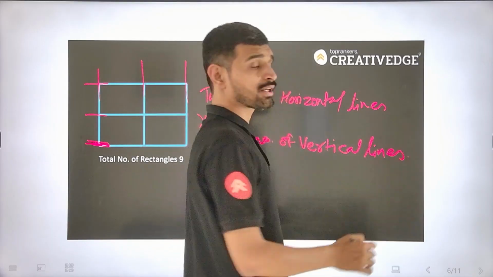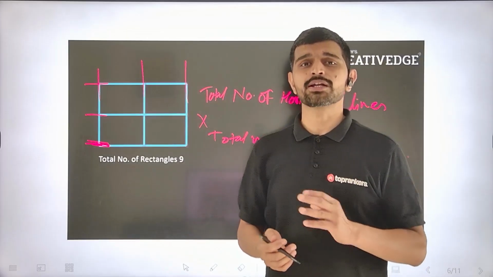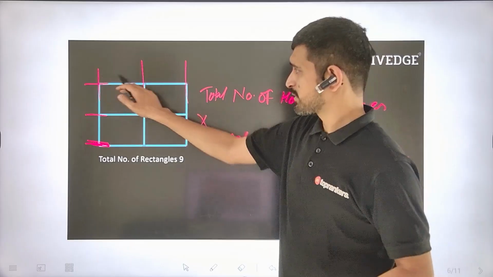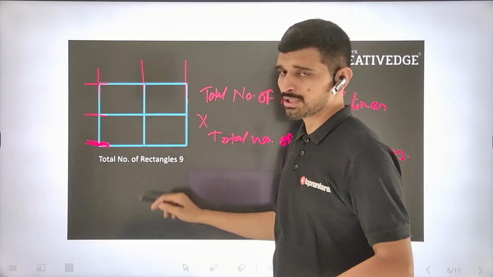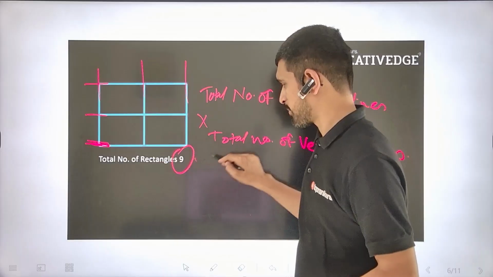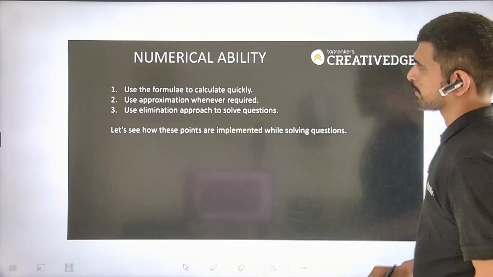This will definitely be including all the squares because every square is a rectangle, but not every rectangle is a square. So this will be 3 cross 3. You have 3 vertical lines, you have 3 horizontal lines. So 3 into 3, total number of rectangles will be 9, right? Now, let's look at the next one.